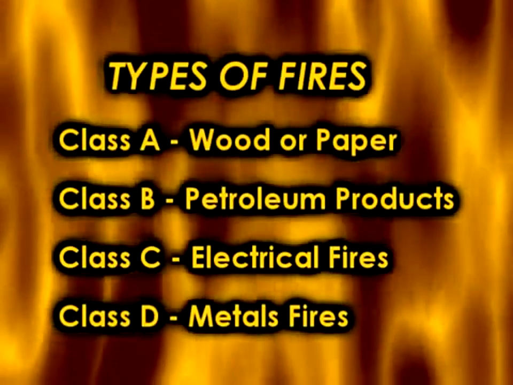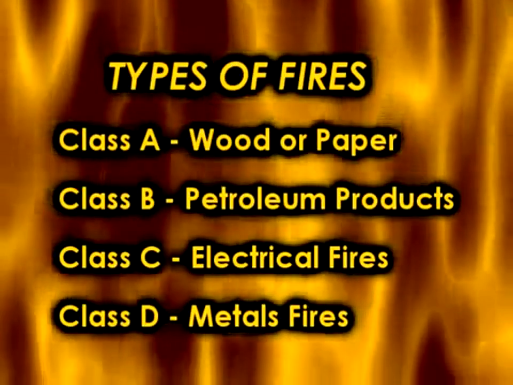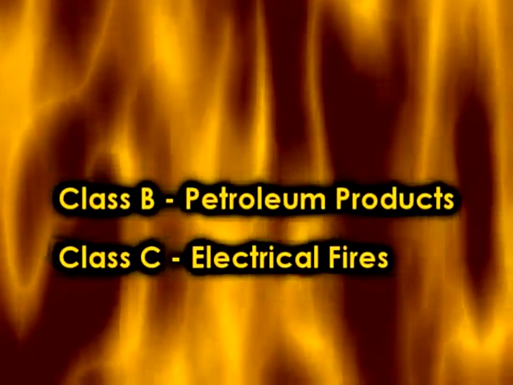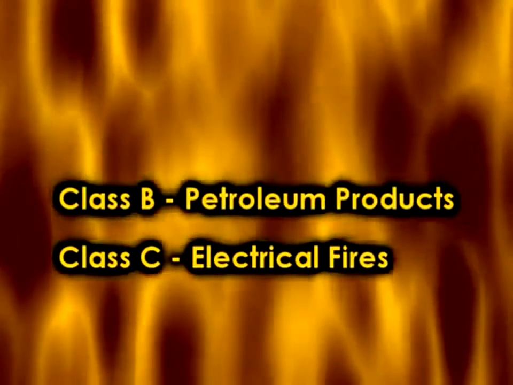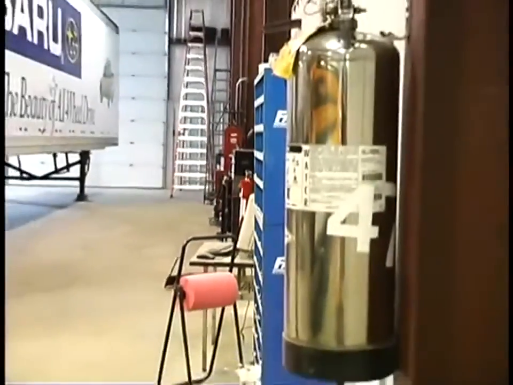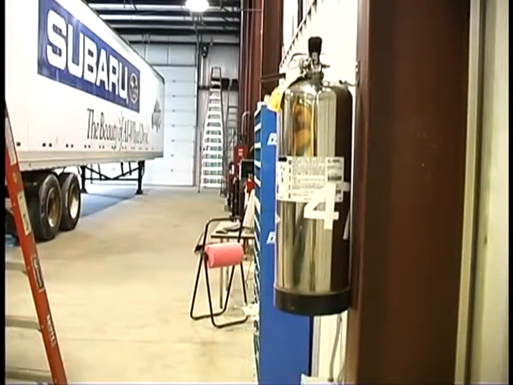Don't assume that water is the best extinguisher for all fires. In the case of a Class B or C fire, using water to put out these types of fires could have dangerous results. For this reason, there are four categories of fire extinguishers. Each is designed for a different class of fire, but all are basically used the same way.